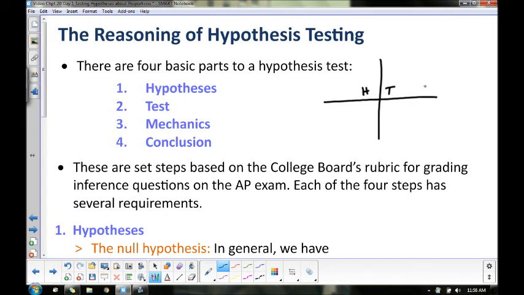Is it a one-tailed test? Is it a two-tailed test? And then we will have different types of tests later on. The mechanics, which is your work shown, is where you actually go through the process, and then the conclusion. And remember, your conclusion must always be in context. Your conclusion would be based off of, with a p-value of whatever, being less than or greater than alpha, we fail to reject or reject the null hypothesis that, and then you go into all the basics.